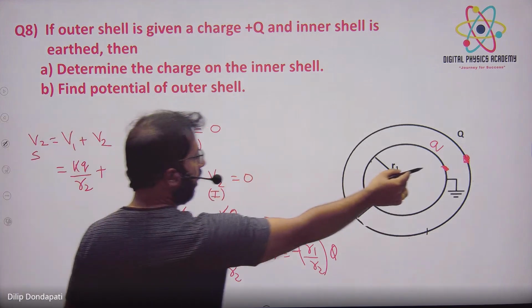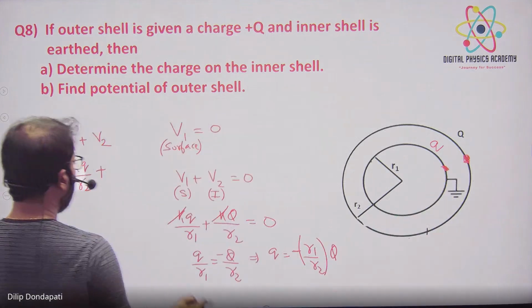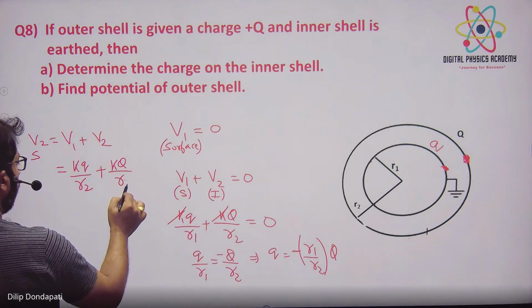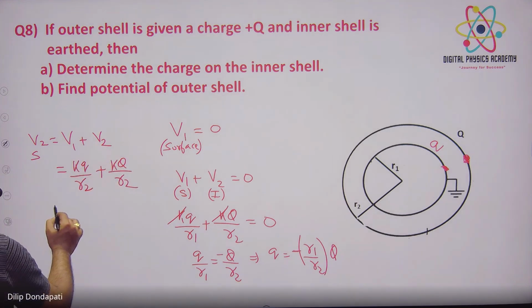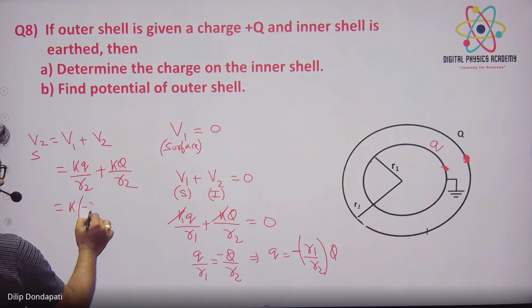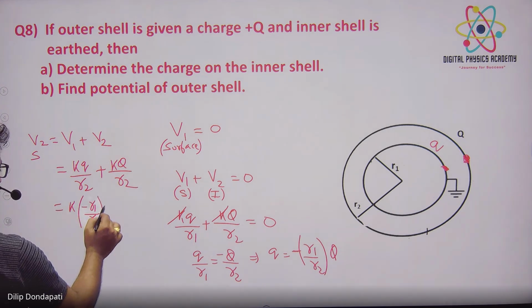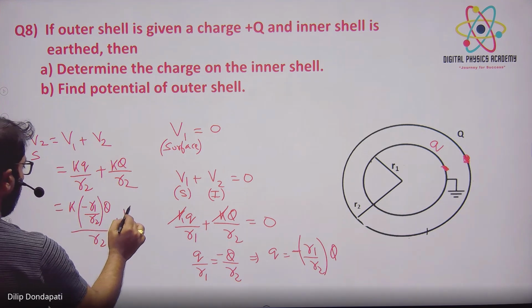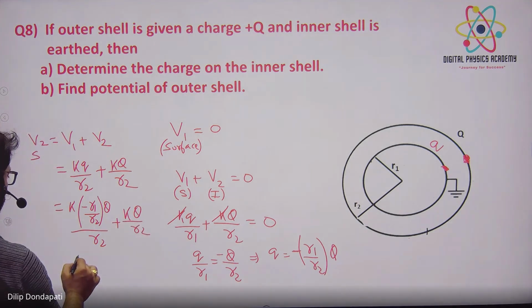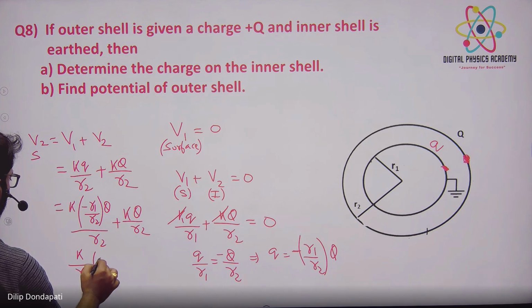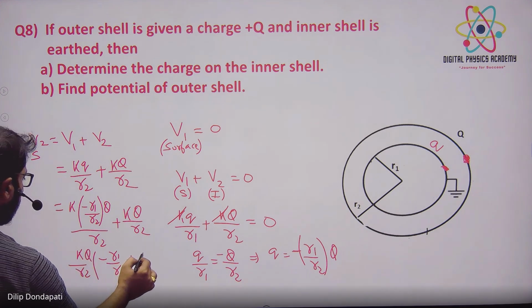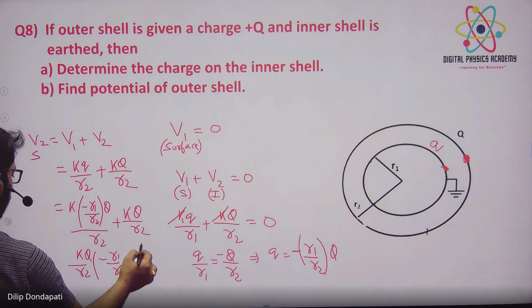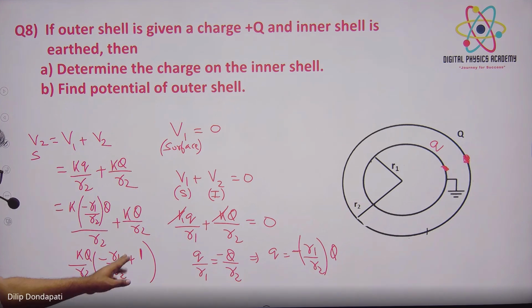Plus, for this shell, this point is a surface point: KQ by R. So you can substitute this value here, and so on. K into minus R1 by R2 into Q by R2 plus KQ by R2. So K by R2 if I take common, minus R1 by R2 Q will alone plus 1, because KQ by R2 is outside. So in the LCM, R2 minus R1 by R2 also here.